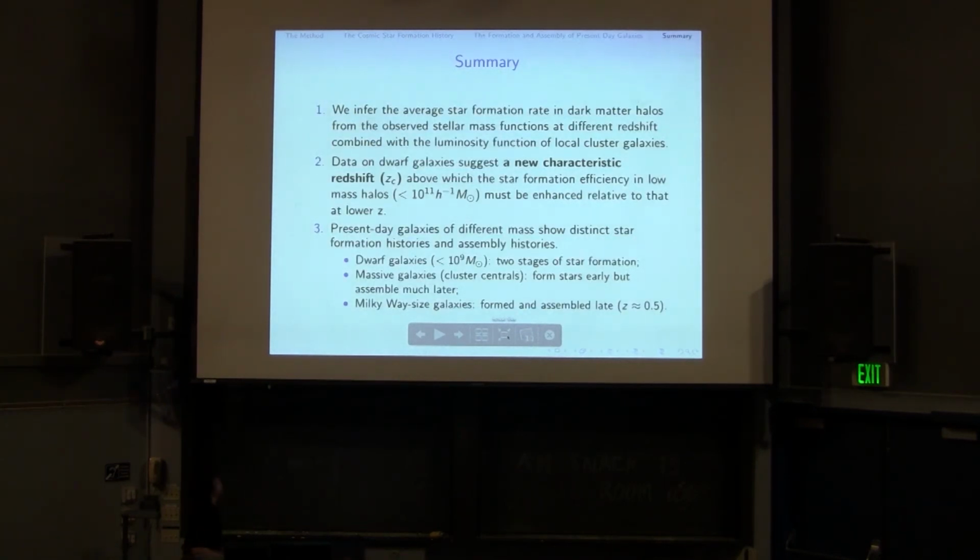Okay, in summary, we infer the average star formation rate in dark matter halos from the observed stellar mass functions at different redshift combined with the Liouville function of local cluster galaxies. Data on dwarf galaxies seems to suggest a new characteristic redshift, above which the star formation efficiency in low mass halos must be enhanced relative to that at lower z. And we predicted the star formation history and the mass assembly history of present galaxies.